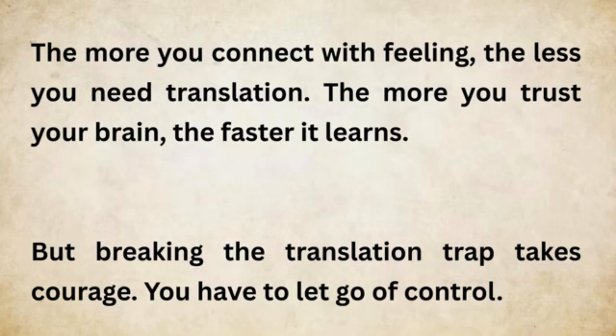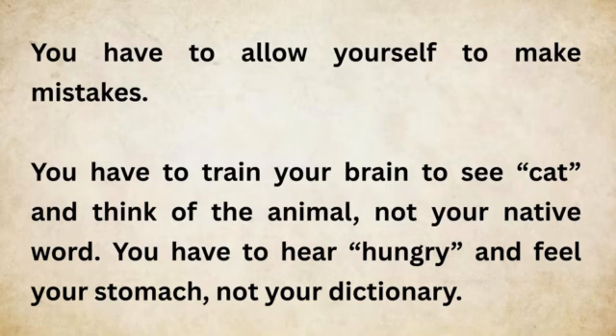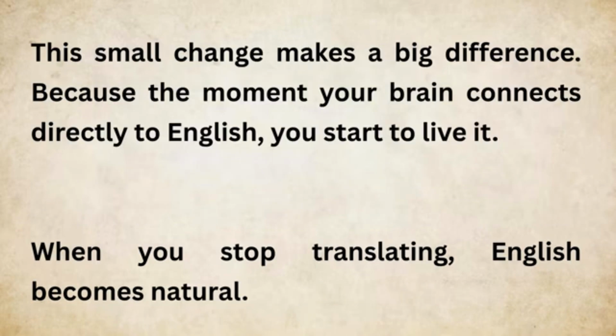But breaking the translation trap takes courage. You have to let go of control. You have to allow yourself to make mistakes. You have to train your brain to see cat and think of the animal, not your native word. You have to hear hungry and feel your stomach, not your dictionary. This small change makes a big difference, because the moment your brain connects directly to English, you start to live it. When you stop translating, English becomes natural.